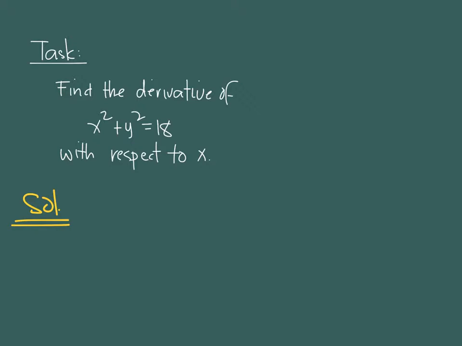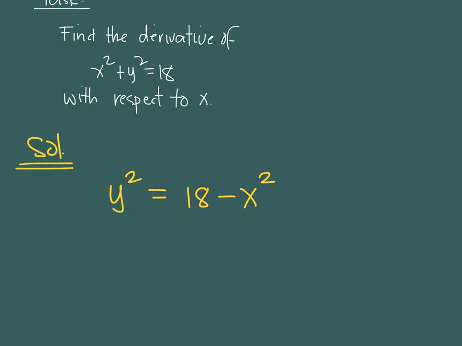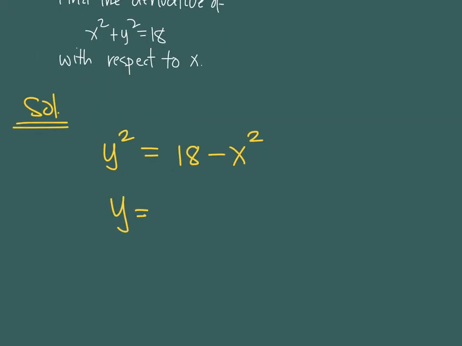Transpose. Okay, so maybe we can keep the y squared and then we can change it to 18 minus x squared. And then we have y is plus or minus the square root of 18 minus x squared. Okay, so that could be a possible solution, but as you can see, we ended up with something that is a positive or a negative. At the same time, there is a square root.